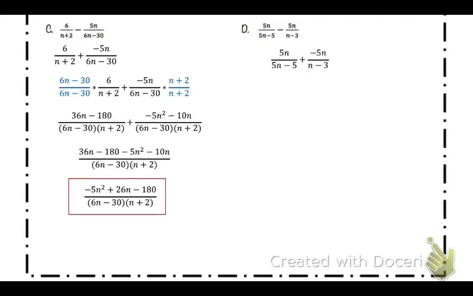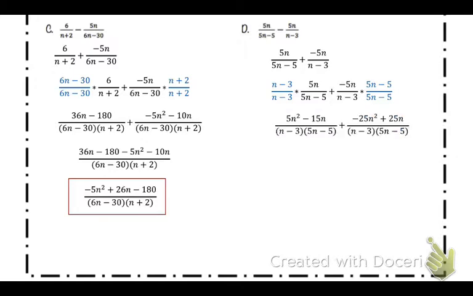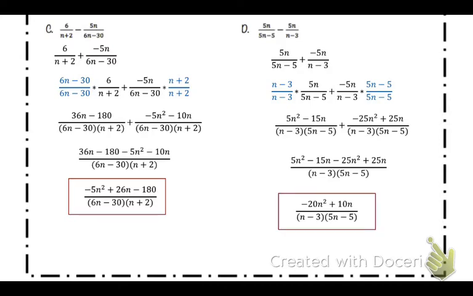Let's do this last one. So first, again, distribute that subtraction sign to the top of that fraction. Now I'm going to multiply the first fraction by n minus 3, the second fraction by 5n minus 5. So you get 5n squared minus 15n plus negative 25n squared plus 25n. And that's all over n minus 3, 5n minus 5. Just create one big fraction out of that. Combine like terms. So you get negative 20n squared plus 10n over n minus 3, 5n minus 5. And we're all done. Okay?